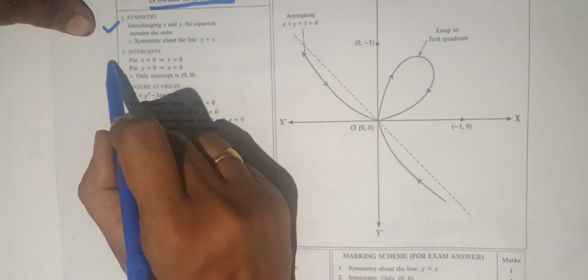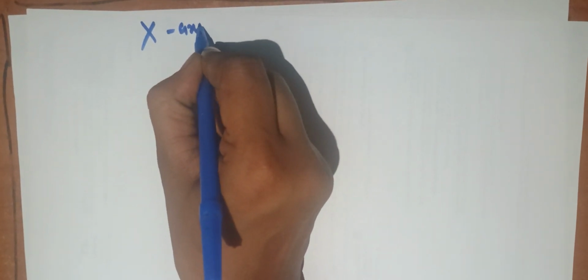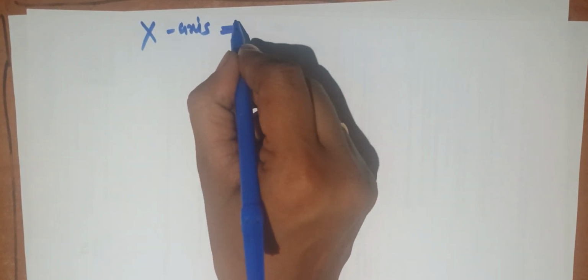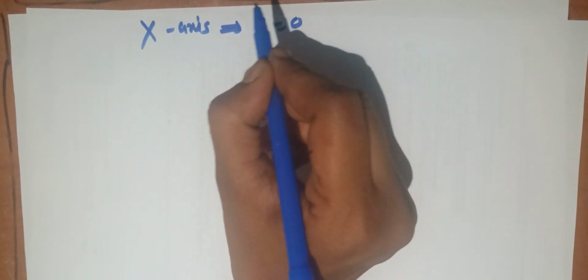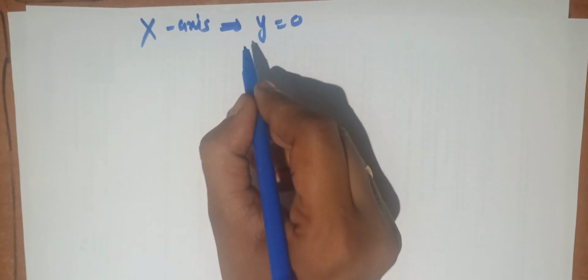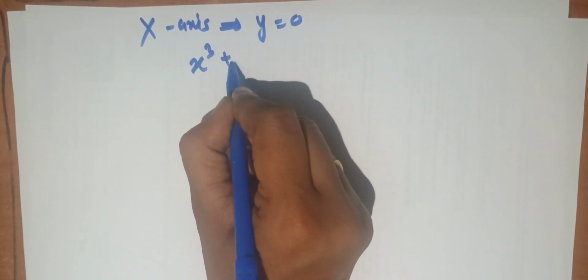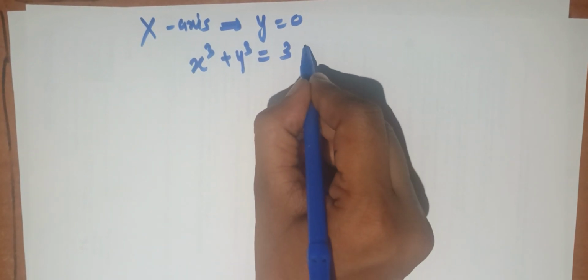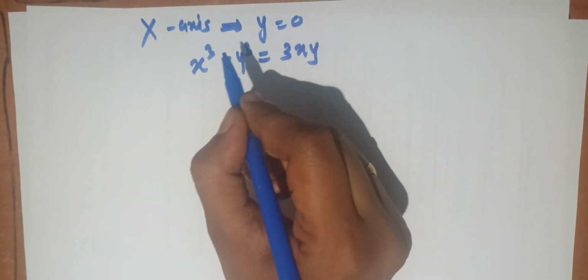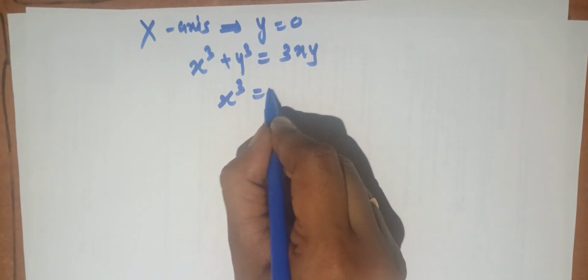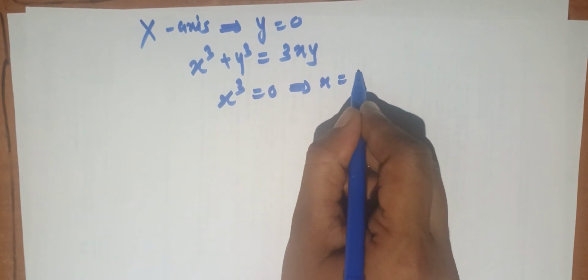Now the second point is intercept. How can we find intercept? If we want to find intercept along x-axis, what is the equation of x-axis? Equation of x-axis is y is equal to 0. So in given curve, put y is equal to 0. Our curve is x cube plus y cube is equal to 3xy. Put y is equal to 0. You will get x cube is equal to 0. So this implies x is equal to 0.